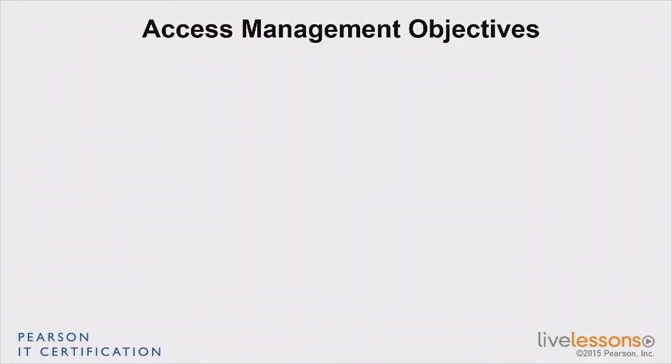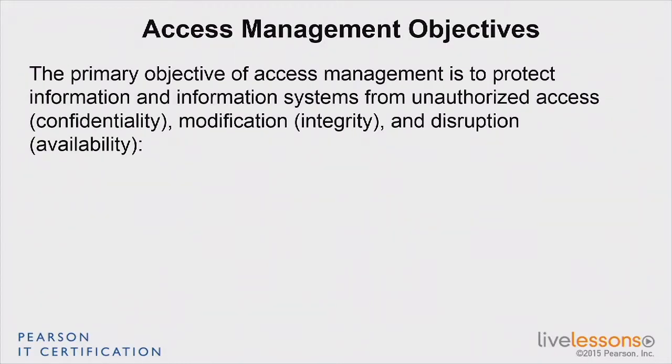attributes. The primary objective of access management is to protect information and information systems from unauthorized access, that's going to be confidentiality, modification, that's our integrity, and disruption, availability. So again, the primary objective of access management is to protect information and information systems from unauthorized access, modification, and disruption.